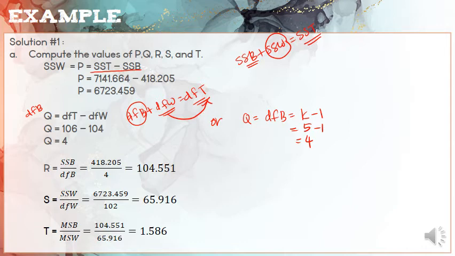Okay. Untuk cari R adalah MSB. So, macam mana dapat MSB? MSB adalah SSB bagi degree of freedom untuk between. S pula adalah MSW ataupun MS error. SSW bagi degree of freedom untuk within. Dan T pula adalah your F, which is MSB bagi MSW. Right?